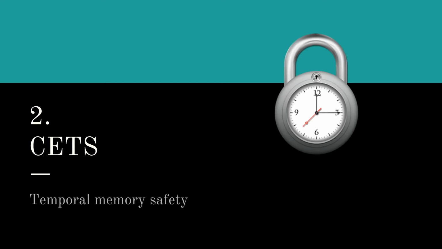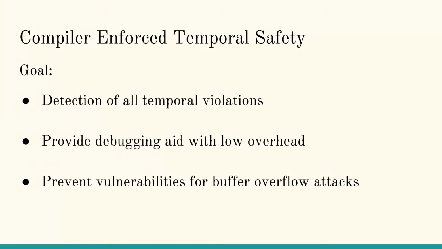In the second part of this presentation, we'll talk about CETS, which is Compiler Enforced Temporal Safety. The goal of this software is to detect all temporal violations, provide debugging aids with low overhead, and prevent vulnerabilities for buffer overflow attacks. So this has the same goals as Softbound, but this time with a temporal aspect.